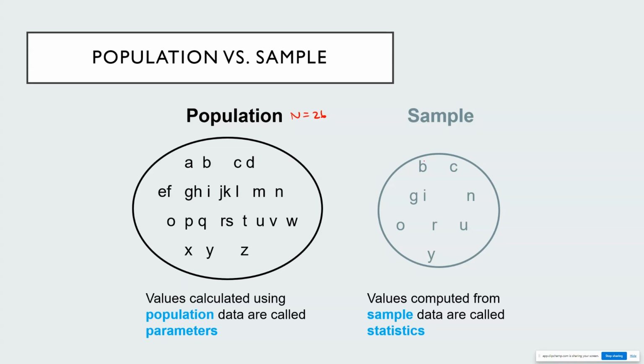But imagine you just looked at a small randomly selected subset of letters. Here we have 1, 2, 3, 4, 5, 6, 7, 8, 9. That would be my lowercase n, the sample size. If you were to calculate the average times those letters are used in words, that would be a statistic because it comes from a subset of the population.